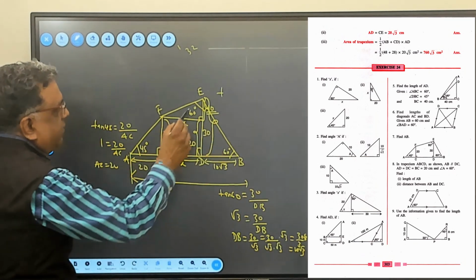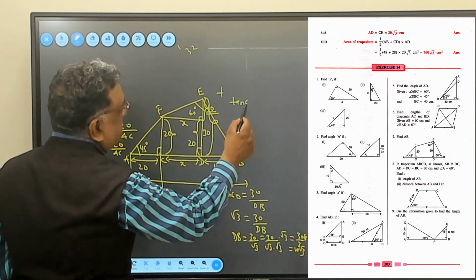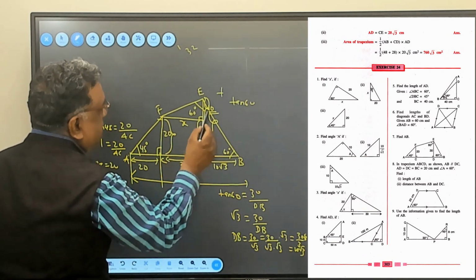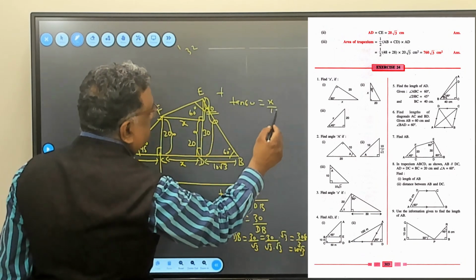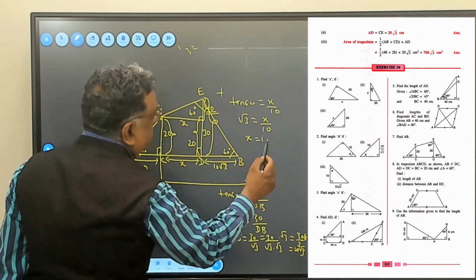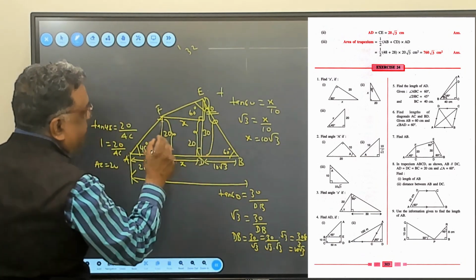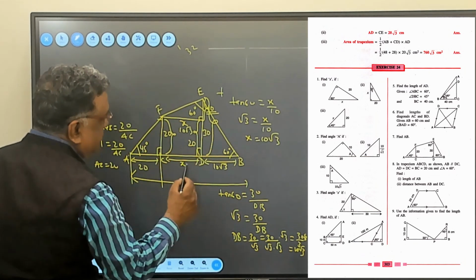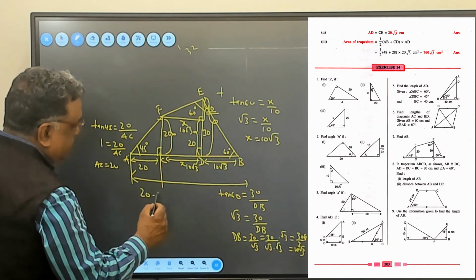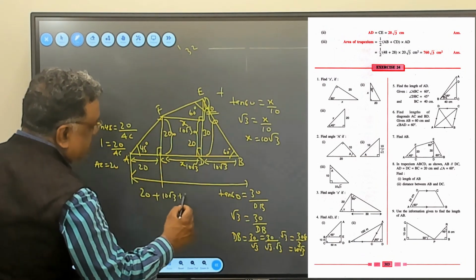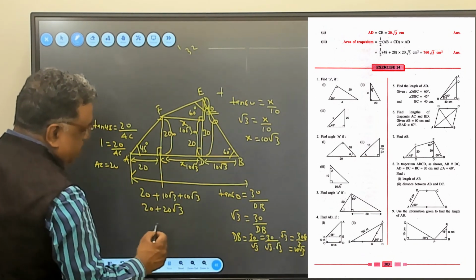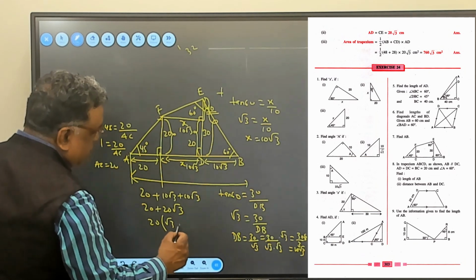Okay. Now I will apply tan 60 here. So tan 60 in this triangle will be opposite upon adjacent, which is x upon 10. So root 3 is x upon 10. So x is 10 root 3. So I could find this x as 10 root 3, which means this also will become 10 root 3. Now total length of EB would be 20 plus 10 root 3 plus 10 root 3, that is 20 plus 20 root 3. If I take 20 common, it is 20 into root 3 plus 1.